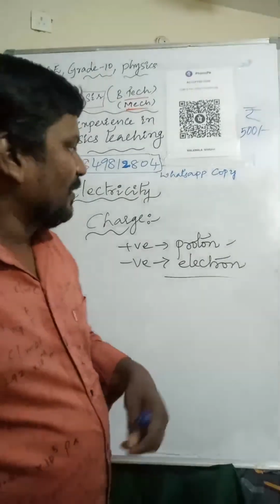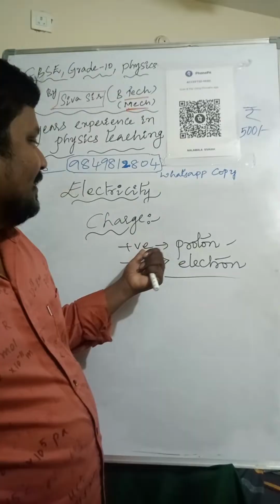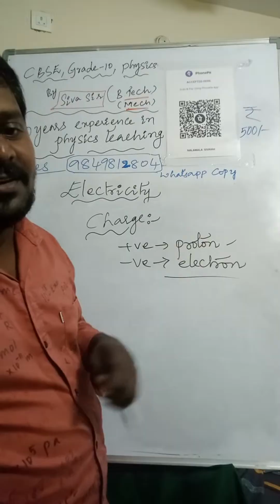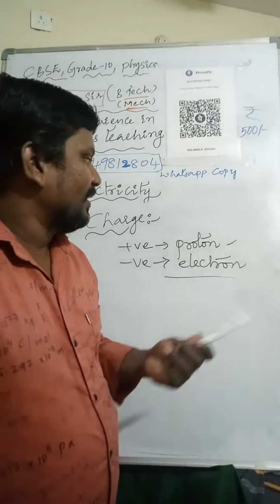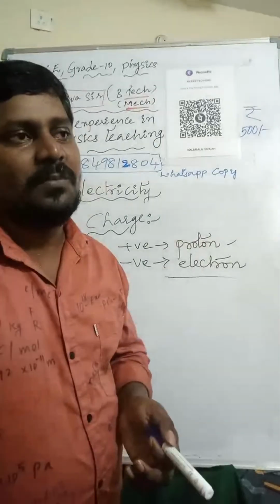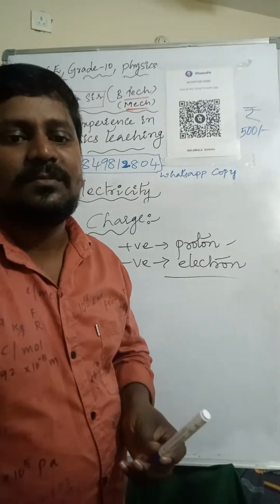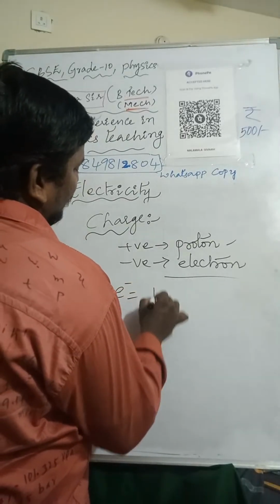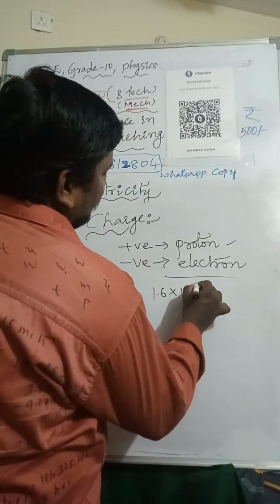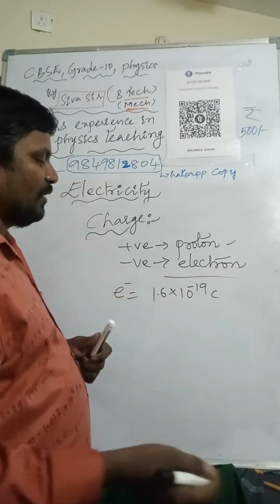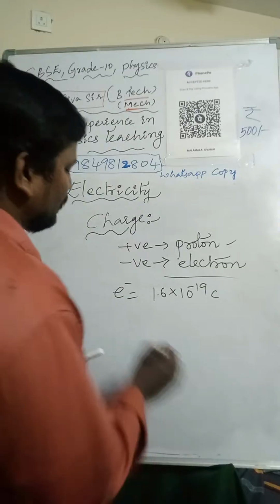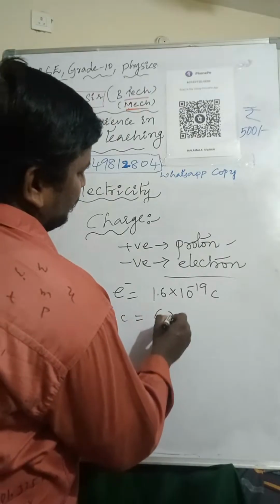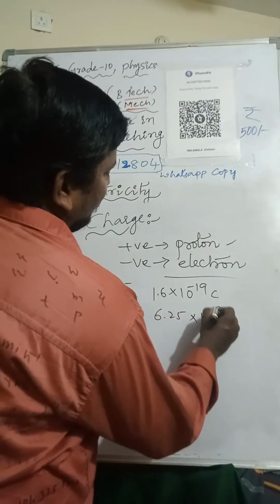Coming to the point: positive we can say proton, negative we can say electron. Next, the charge of an electron is 1.6 into 10 power minus 19 coulomb. If you are taking it as negative, it is 1.6 into 10 power minus 19 coulomb. In 1 coulomb, how many electrons are present? 6.25 into 10 power 18 electrons.